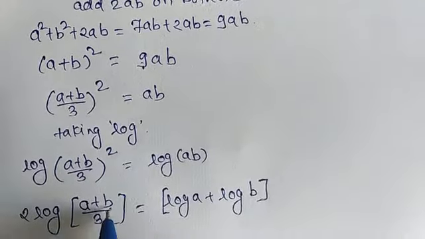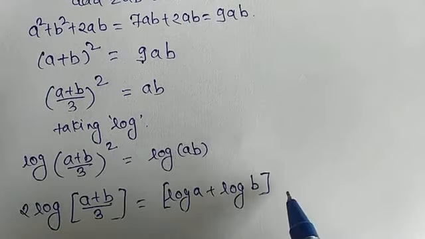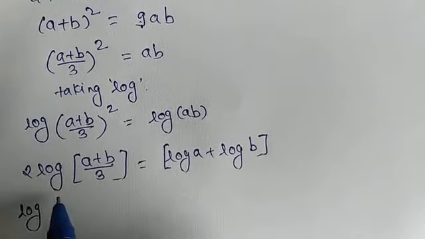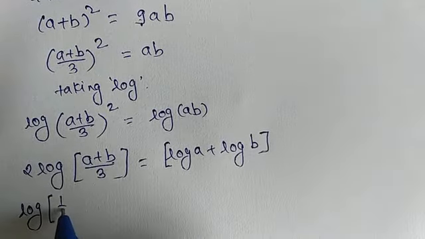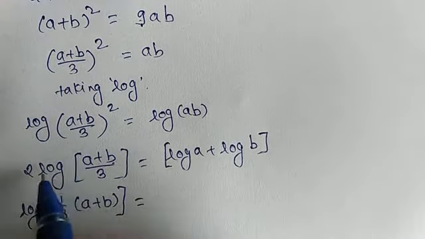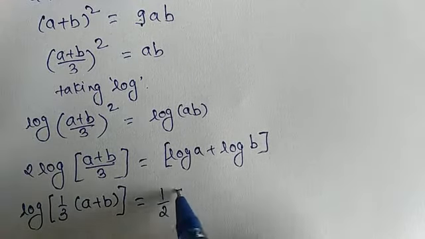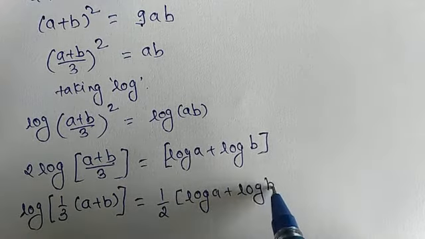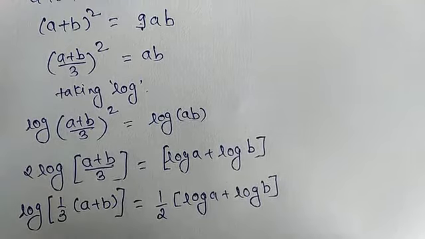Now here 2 is multiplied, so the RHS will be divided, and it can be written as log of (1 upon 3) into bracket (a plus b) is equal to 1/2 log of a plus log of b. Okay, which is our required proof.